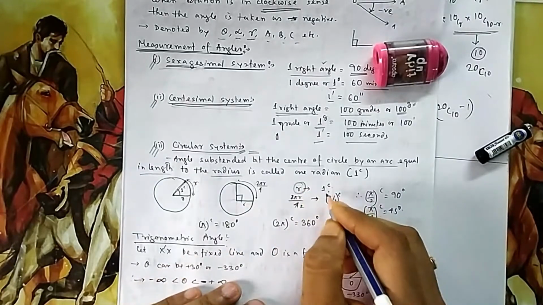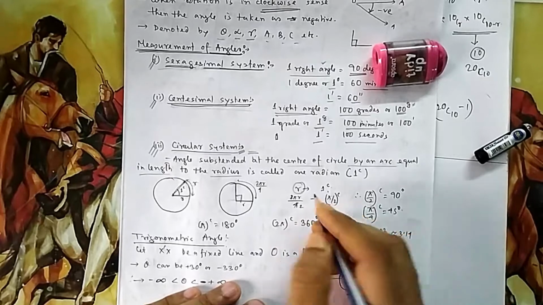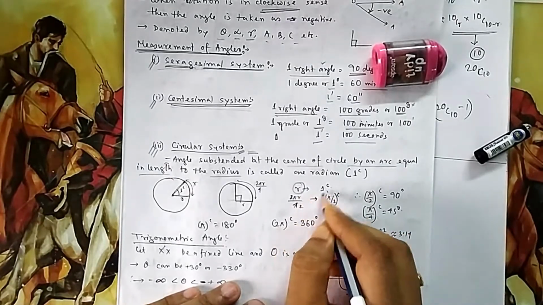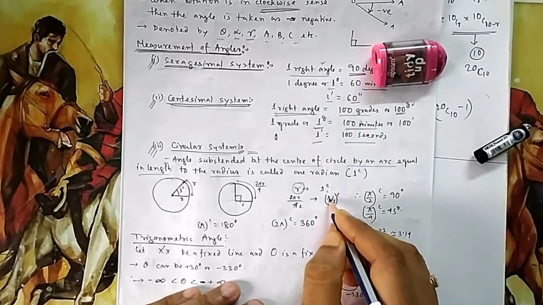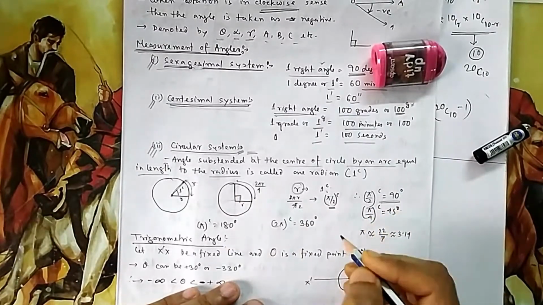So for r length it is 1 radian. So for 2 pi r by 4, how much radian will it be? Simple unitary method. For 1 it will be 1 by r, and for this one it will be divided by r. So r gets cancelled, and you will get pi by 2 radian. So that's why your 90 degree becomes pi by 2 radian.